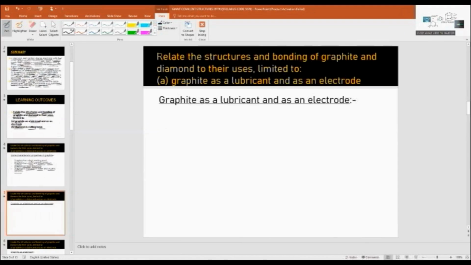Graphite as a lubricant and as an electrode. In order to understand this, I will draw the structure of graphite, which is like this. You see the hexagonal structure? And it's in the form of layers.